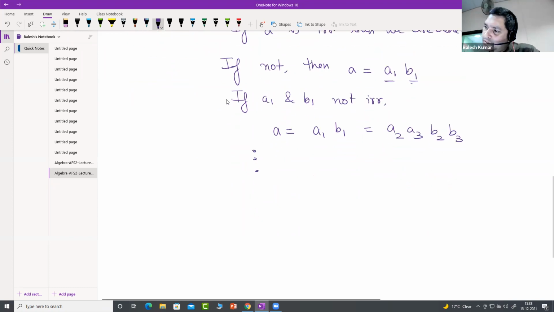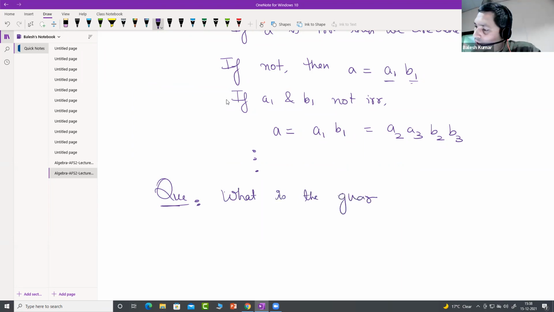And now the question is whether this process stops or not. So the question that one gets stuck on here is: what is the guarantee that this process stops, that this process will terminate?